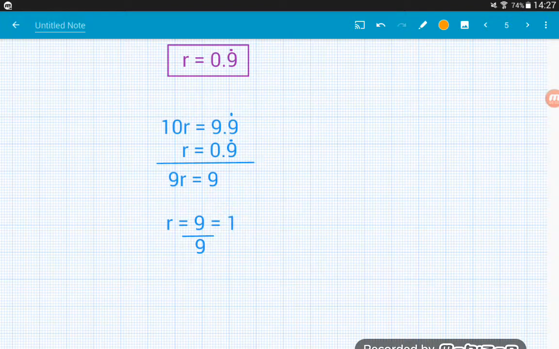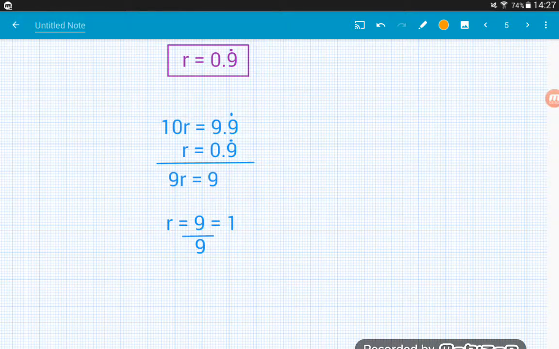So that tells us that 0.9 recurring is equal to 1, which people always seem to find quite mind-blowing, myself included. It's because the 9 is repeating infinitely. Say that we had 10 9s after a decimal point, and then that was it. That does not equal 1. Even if we had 1,000 9s after the decimal point, that still does not equal 1.